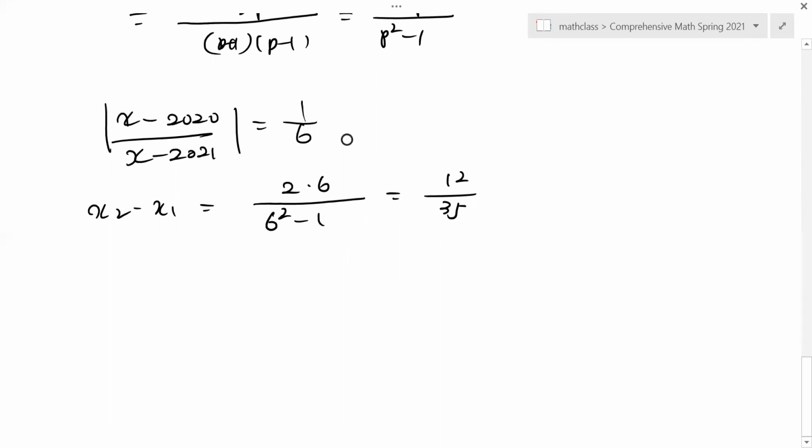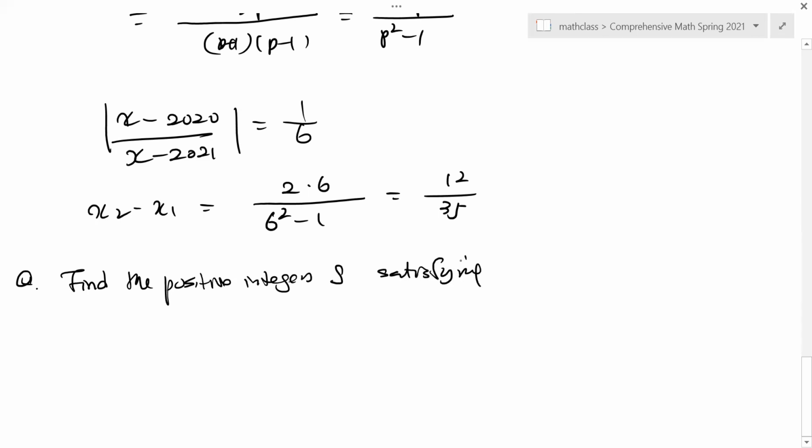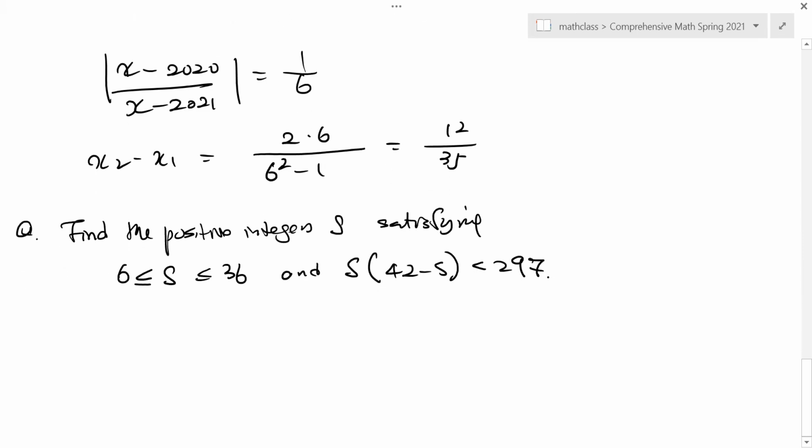All right, so our next problem is to find the positive integer s satisfying 6 less than or equal to s less than or equal to 36, and s times (42 minus s) is less than 297. We're trying to find all the solutions if possible.